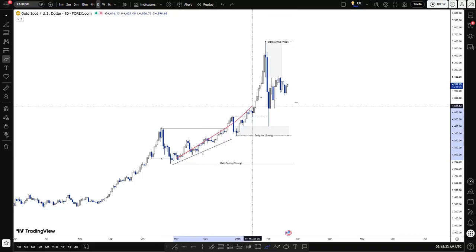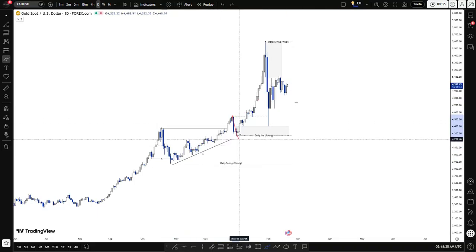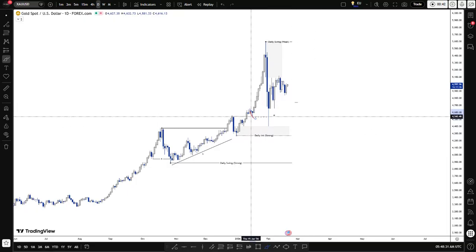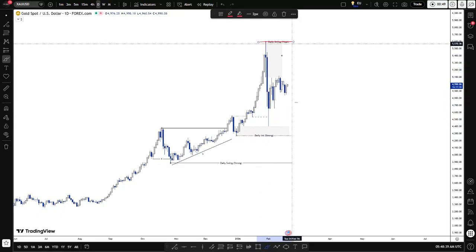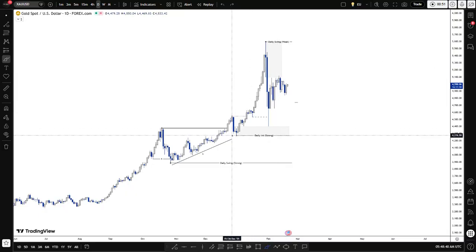And within the swing structure, there's this internal structure. And also there's this fractal order flow, which is bearish. So we've had a significant swing pullback. That's why I've labeled this as my weak swing high, and it's also the daily internal weak high.